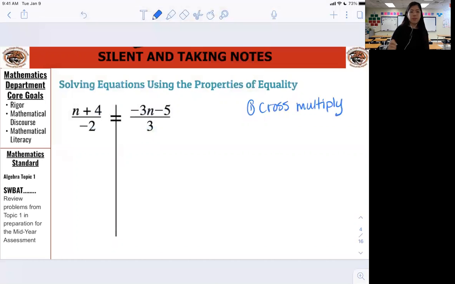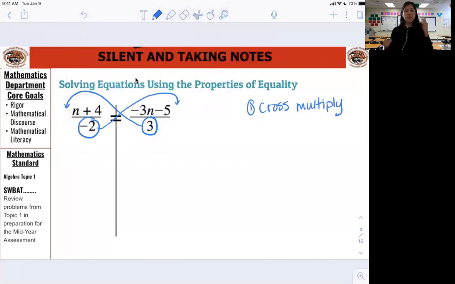And what does cross multiply mean? Can anyone explain it? Multiply from both sides. So I'm going to be multiplying something on both sides, but what do I multiply on the left side? 3. And 4. Yeah, good. So this 3 gets multiplied to the left side. And what about on the right side? -2. Yeah, that -2 gets multiplied to the right side, exactly.